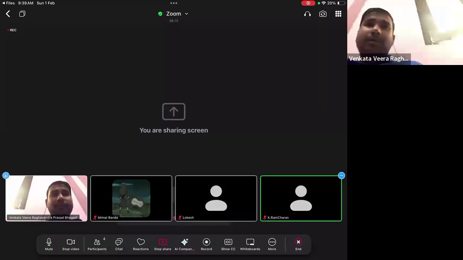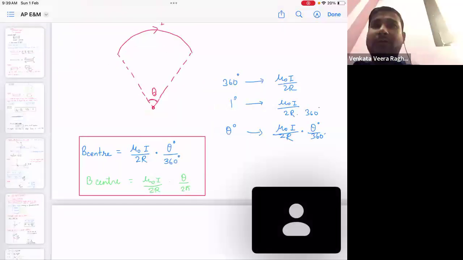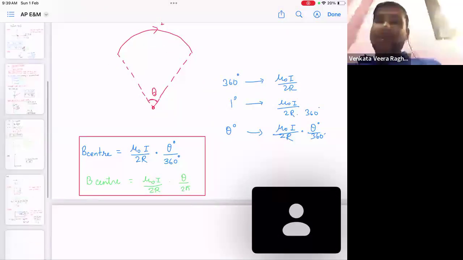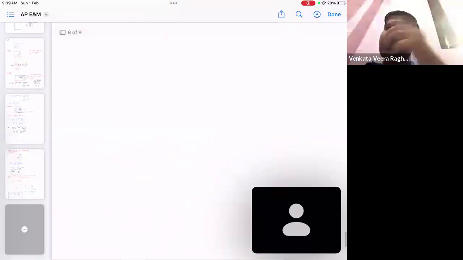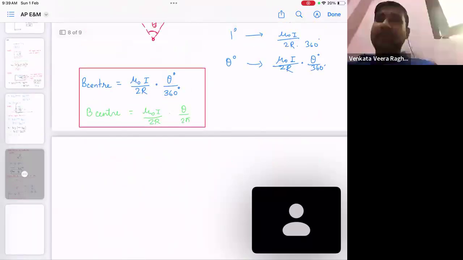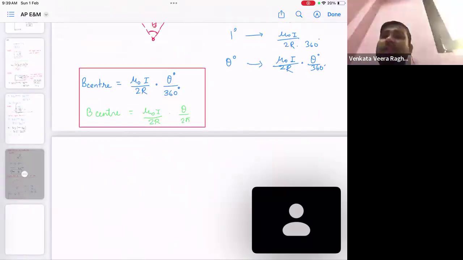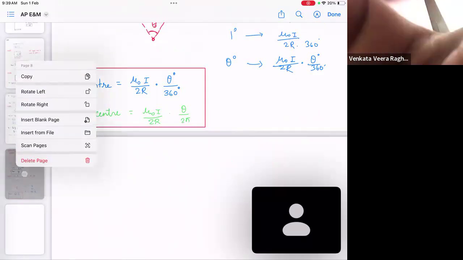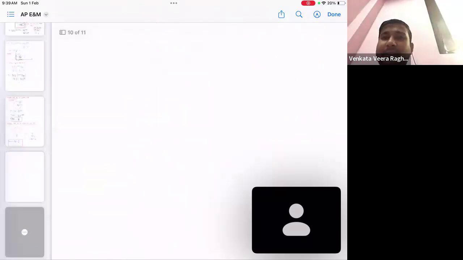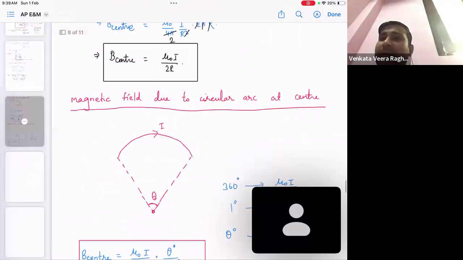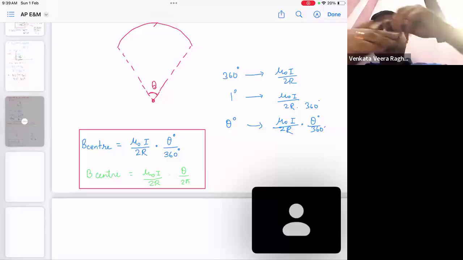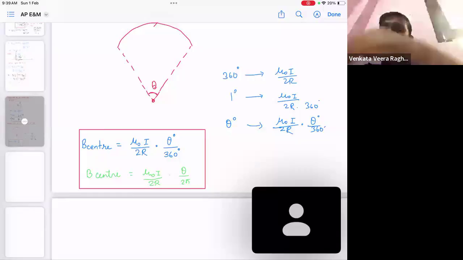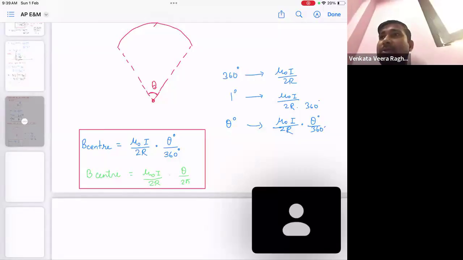Okay, so now let's discuss some questions where the combination of straight segment and the loop is given to us. Due to a complete loop at the center, how much field will come? It will come mu naught I by 2r, right? And if it is a part of the circular loop, then how much will it come? Mu naught I by 2r into theta by 360.